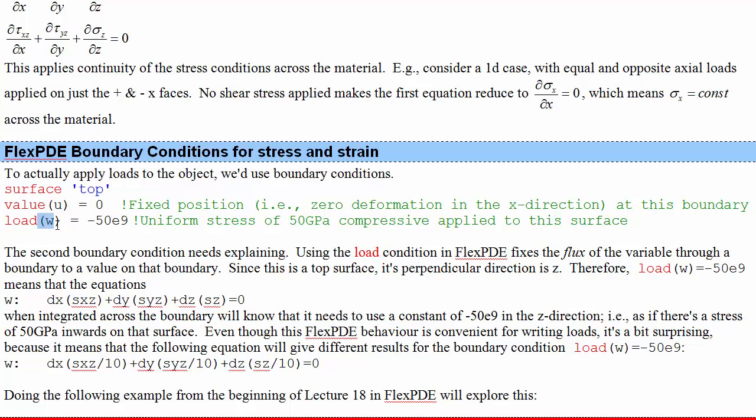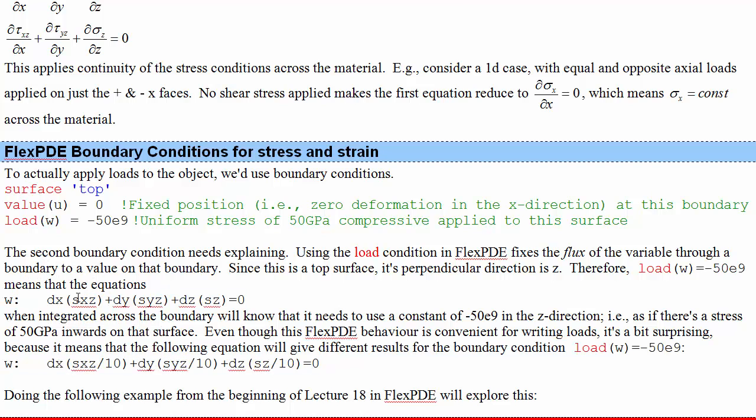But a load boundary condition does something that's a little bit surprising. What this does is it sets up the flux of the variable through that surface, in this case the top surface. So the W equation, well, actually this is the W equation: dx of sxz over 10, then syz over 10, sz over 10, is not the same equation as this one.